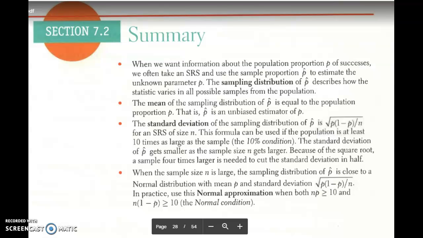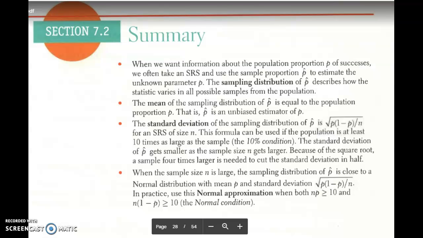Hey everybody, I'm going to go over the 7.2 book work, but with a homework quiz. So if you're struggling with the book work or if you check your answers and some of them are wrong, hopefully this can help you fix the problem.